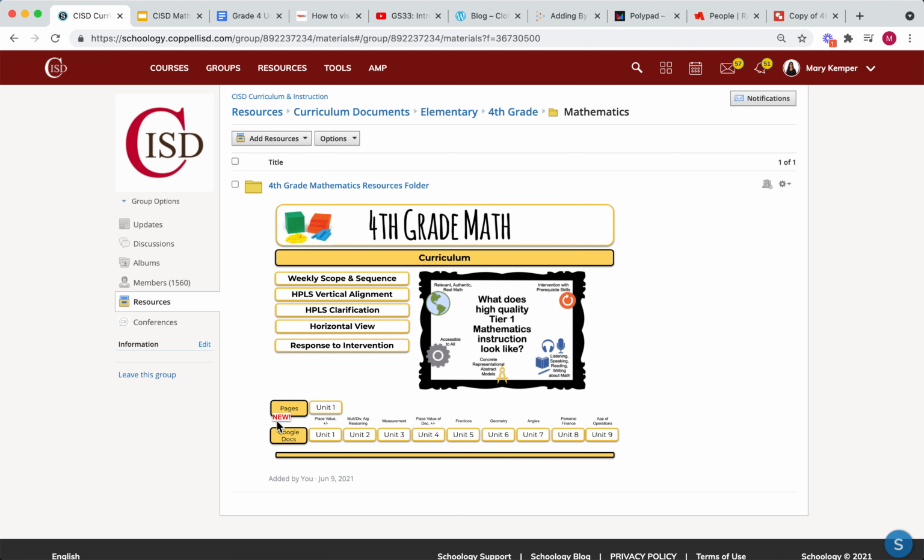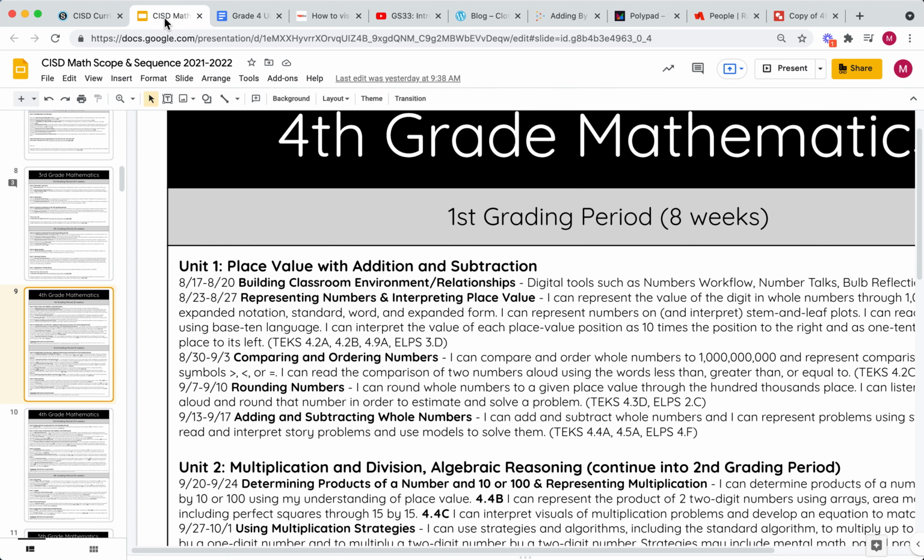Across the bottom, you'll see links to the Google documents for the curriculum in Understanding by Design or UBD format. You click on the Unit 1 button, and that's going to bring you to the curriculum document for Unit 1 on place value with addition and subtraction. But first, let's go back to the weekly scope and sequence and take a look at what's included in this first unit of study.